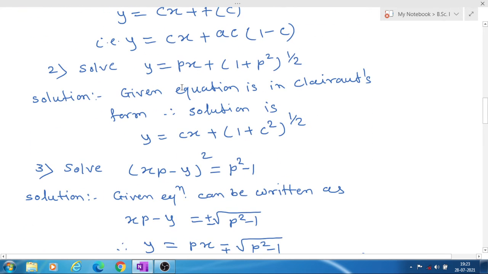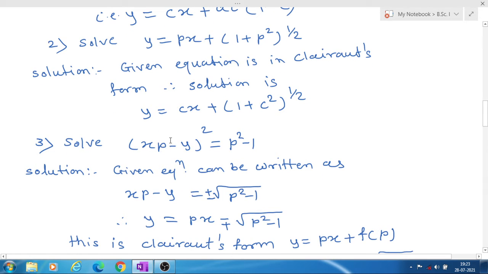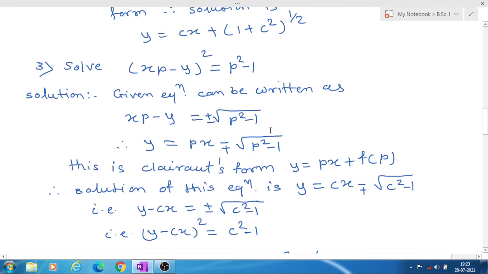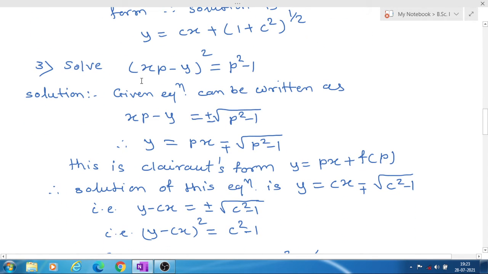Second, y is equal to px plus square bracket 1 plus p raised to 1 half. So this is also in Clairaut's form. Therefore, we can write its solution by putting p is equal to c only. So y is equal to cx plus square bracket 1 plus c raised to 1 half. So third example, (xp minus y) bracket square is equal to p square minus 1.